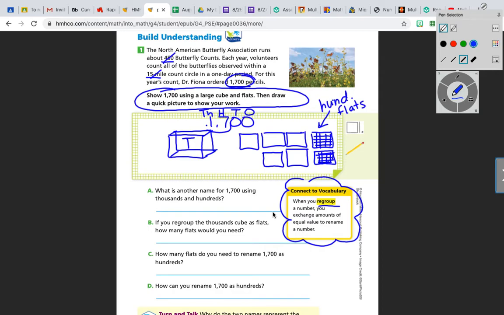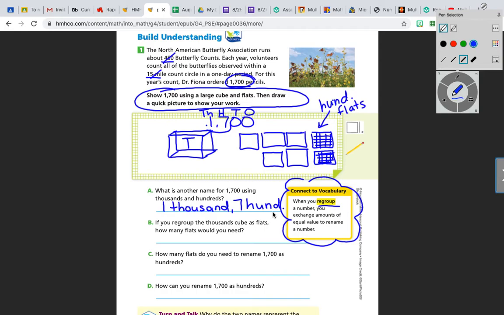So we would get 17 hundreds instead of 1,700. So a good way to think about our ones, tens, hundreds, and thousands is if we think of money, we can relate it better, okay? So letter A, what is another name for 1,700 using thousands and hundreds? So we can write it out as 1,000 and 700s. I'm going to abbreviate hundreds, H-U-N-D, hundreds.